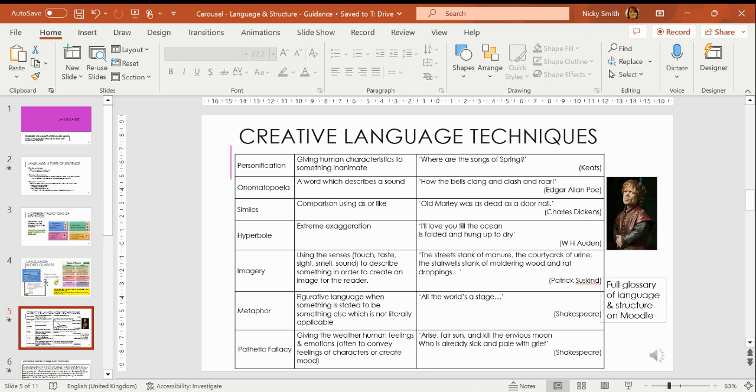So I use this acronym POSHIMP that I came up with during the time when everyone was watching Game of Thrones. It's really just to help you remember the most commonly used language techniques that you find in fiction, but also is helpful for you to then remember to use them yourself in the writing question. So we have personification, onomatopoeia, similes, hyperbole, imagery, metaphor, pathetic fallacy.